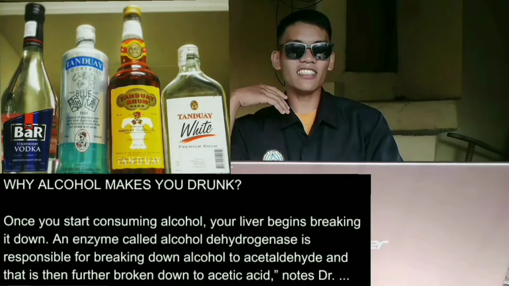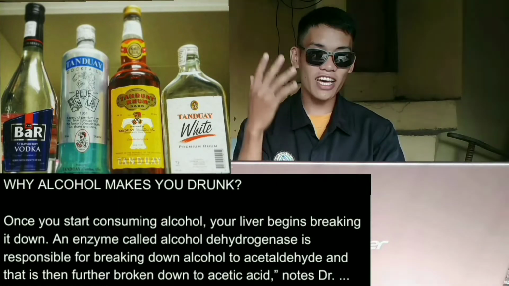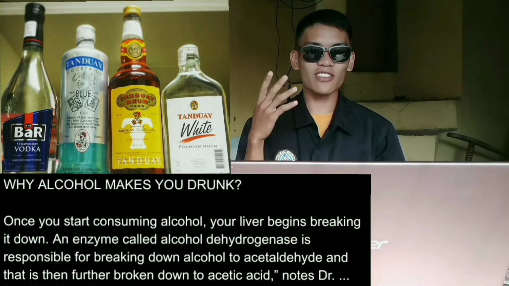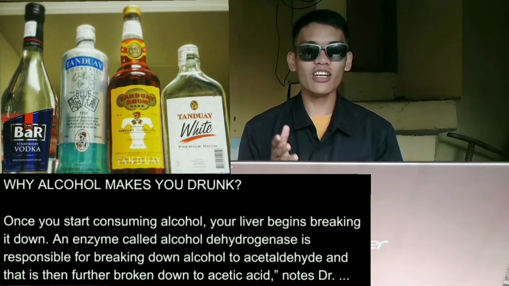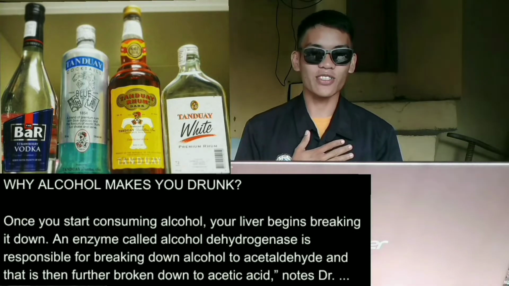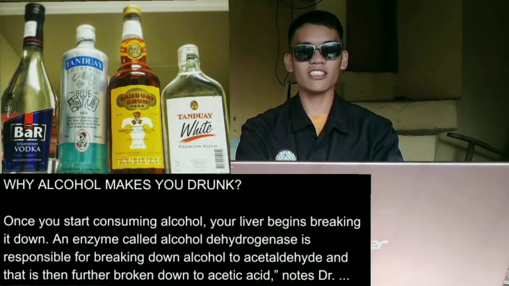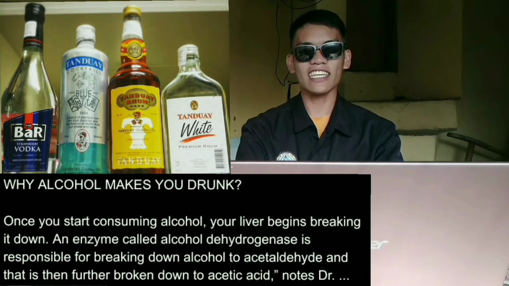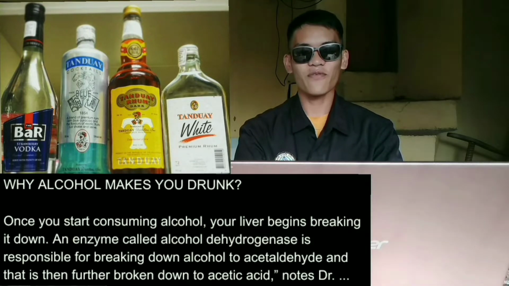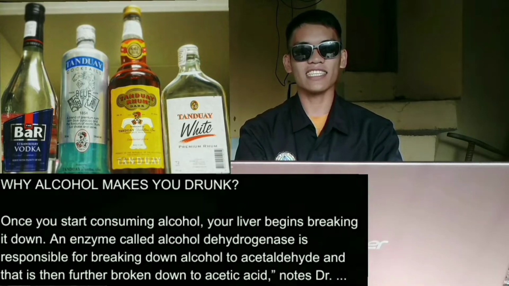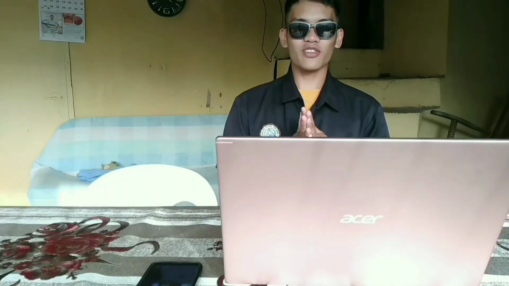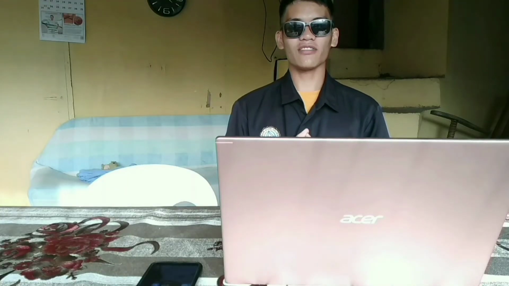So why does alcohol make you drunk? Once you start consuming alcohol, your liver begins breaking it down. An enzyme called alcohol dehydrogenase is responsible for breaking down alcohol to acetaldehyde, which is then further broken down to acetic acid. There are two types of health risk in alcoholic drinking.